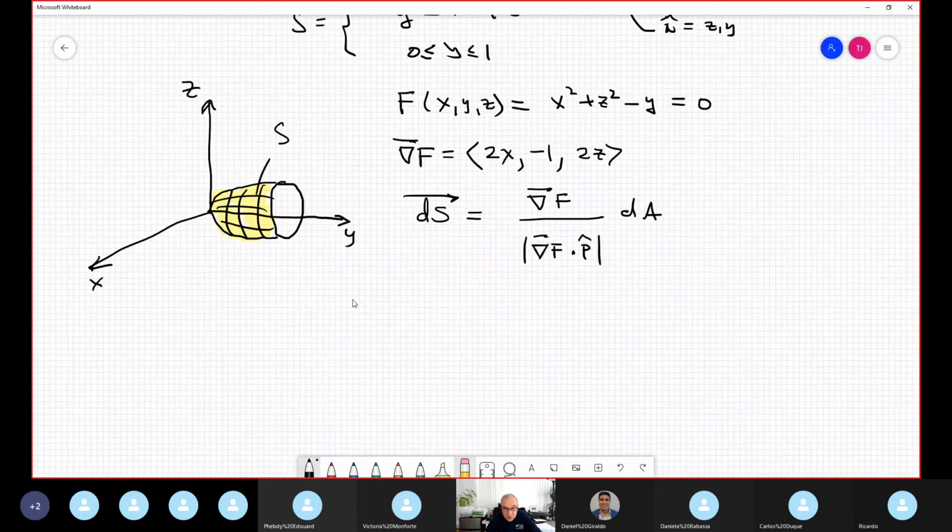So no P in general, it's J here. You consider it's the J vector. So we have here, in the dA, dx dz, or dz dx. I don't know exactly what is most convenient. Maybe polar. I suppose we end up in polar because the projection is a circle.